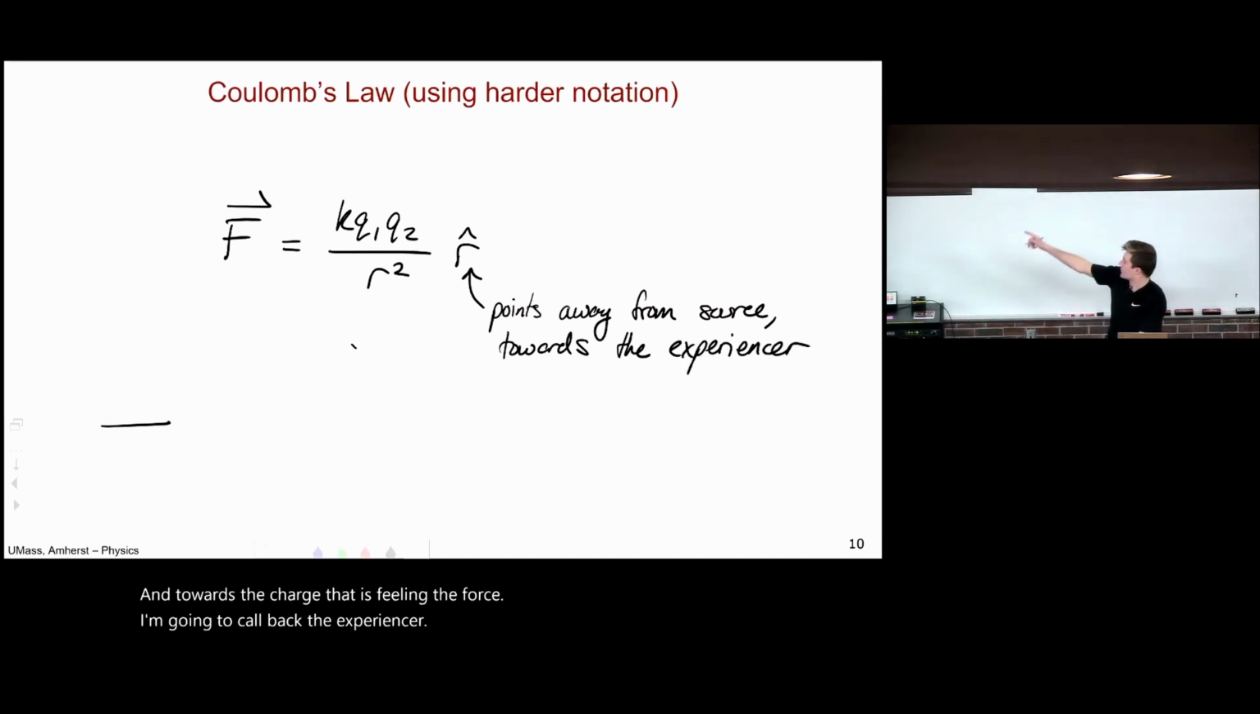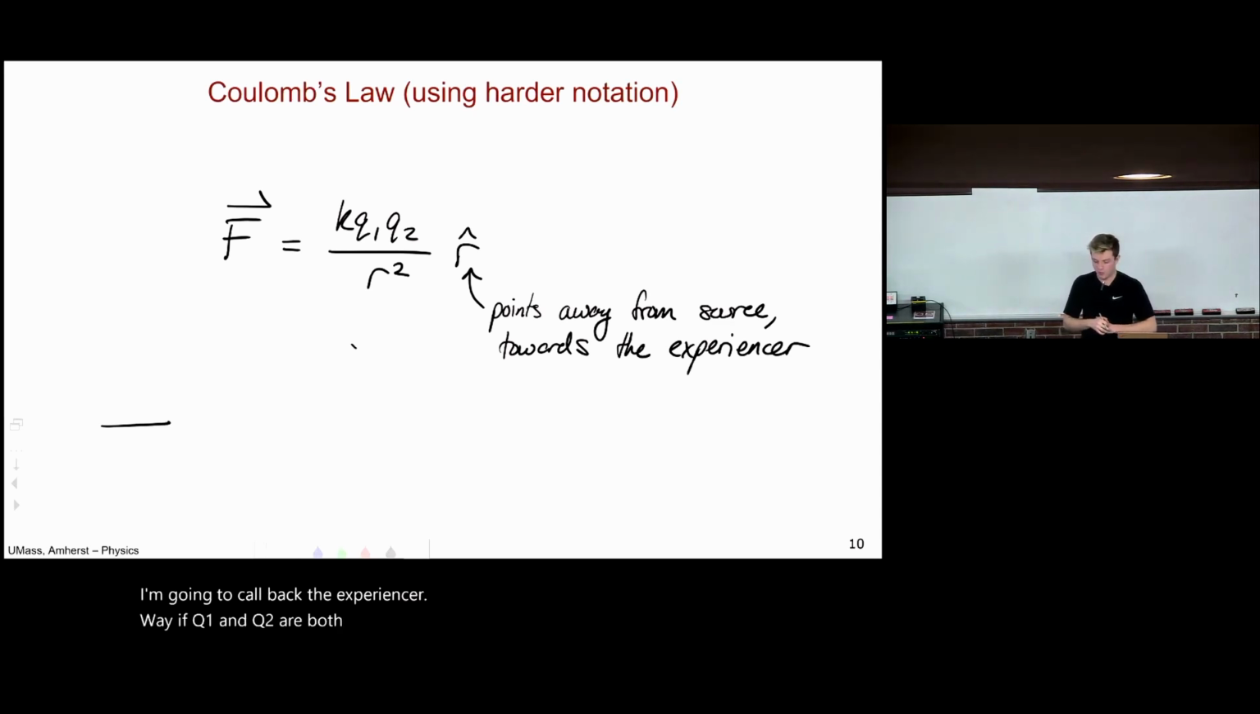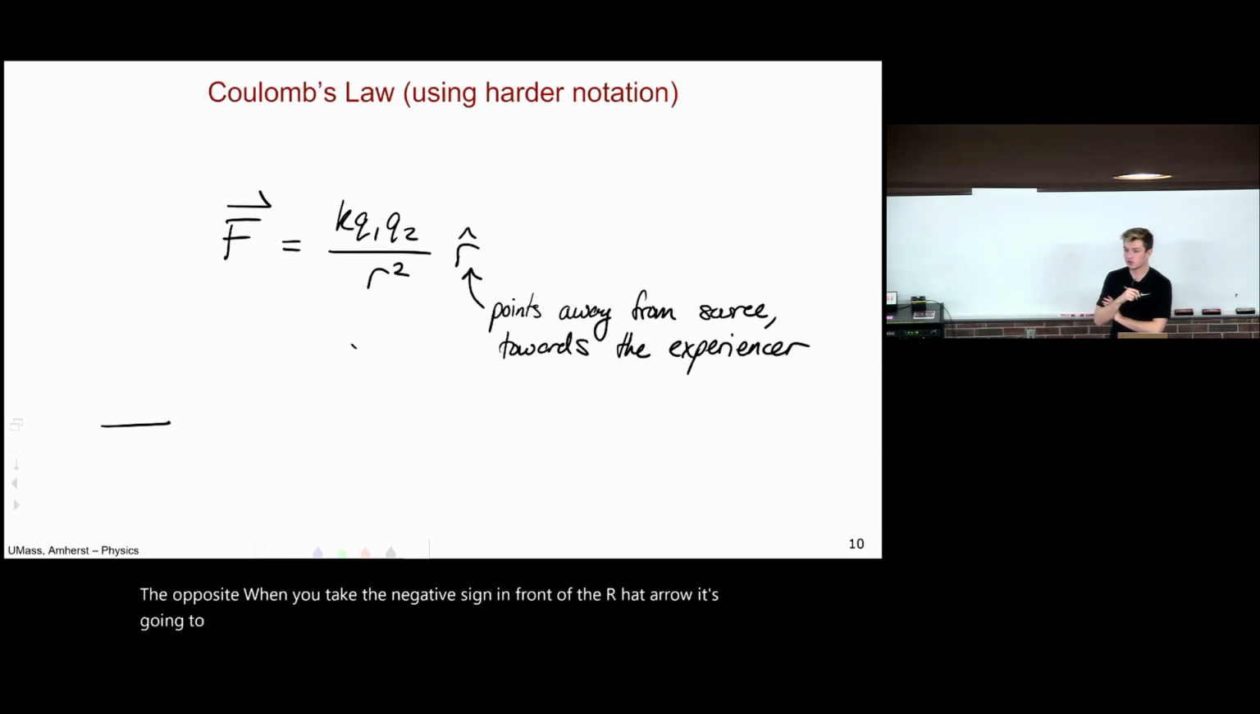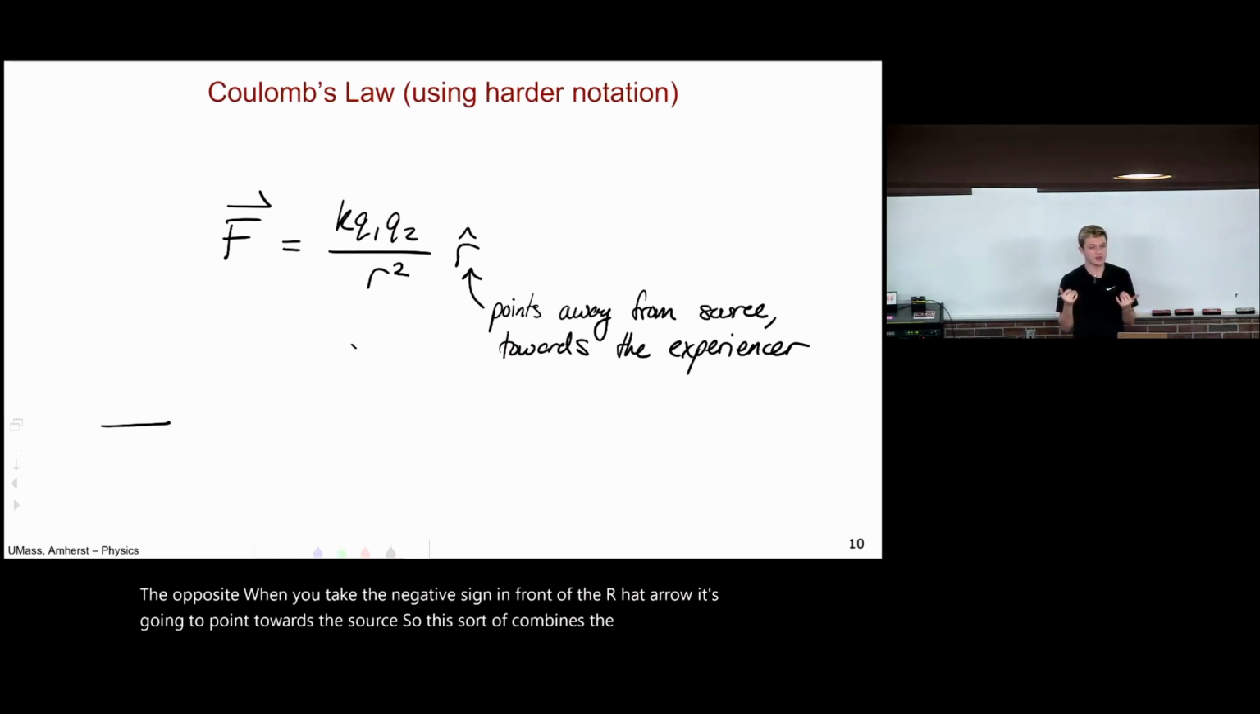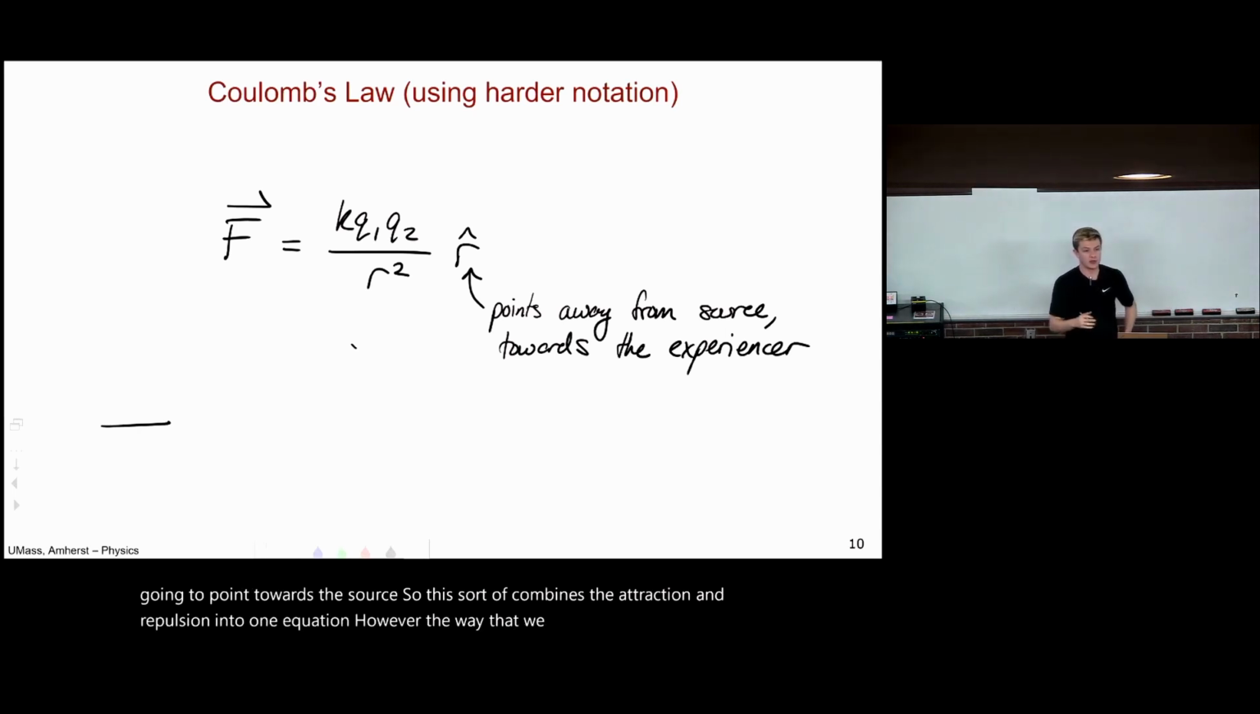That way, if Q1 and Q2 are both positive, the force arrow points away from the source. And if Q1 and Q2 are opposite signs, when you take the negative sign in front of the r hat arrow, it's going to point towards the source. So this sort of combines the attraction and repulsion into one equation. However, the way that we did it is the way that I think you should attack most problems. Just be aware that you will see this in your textbook.